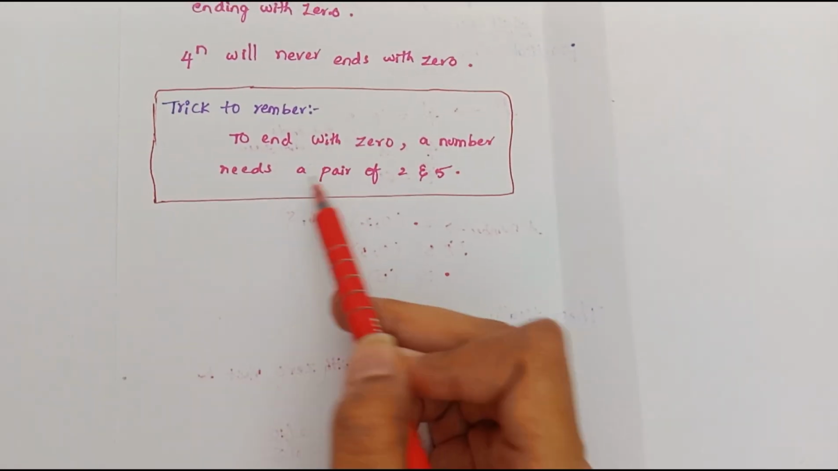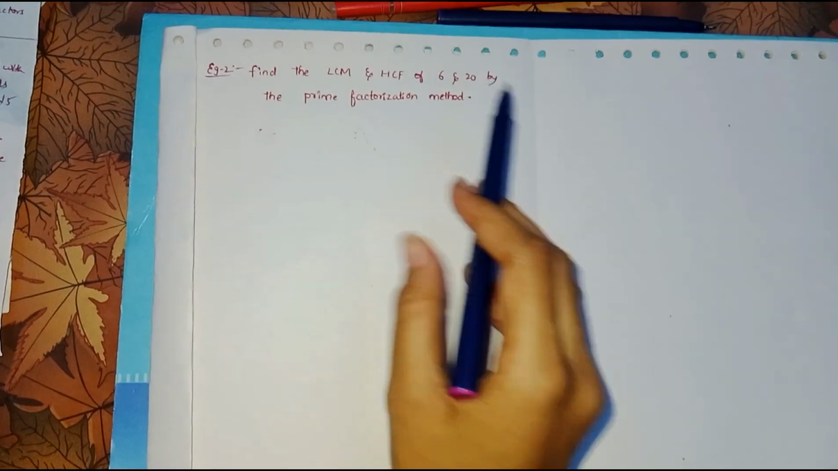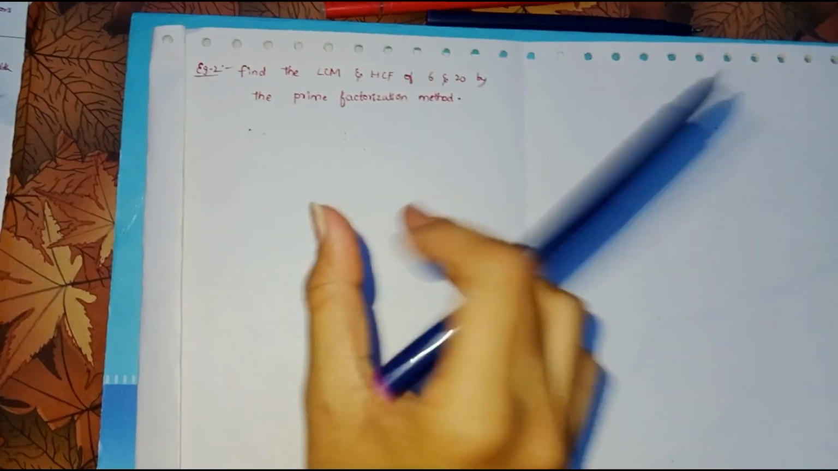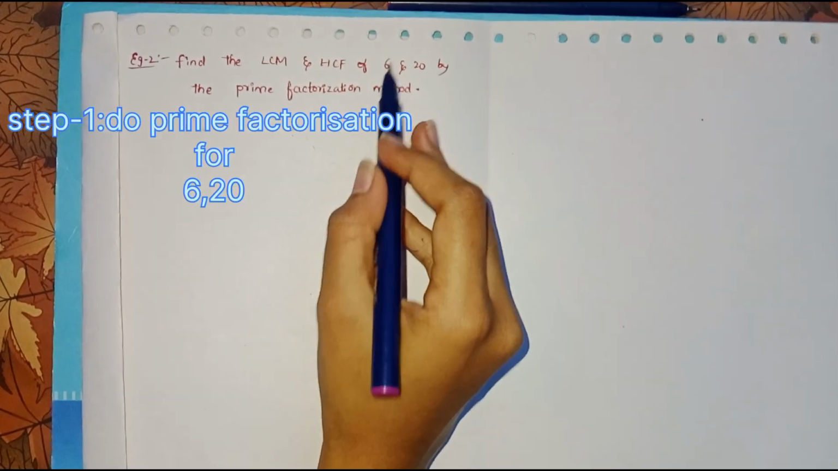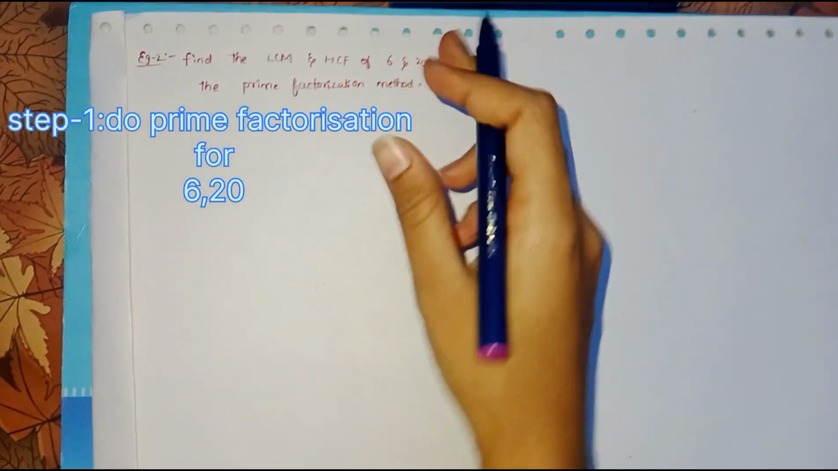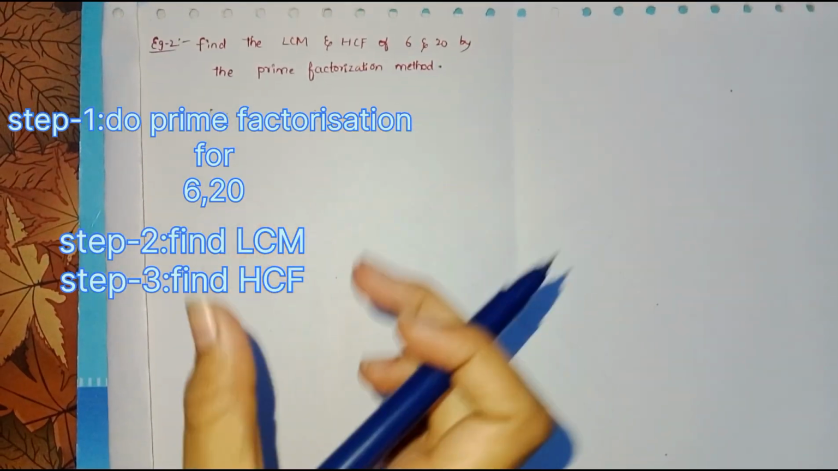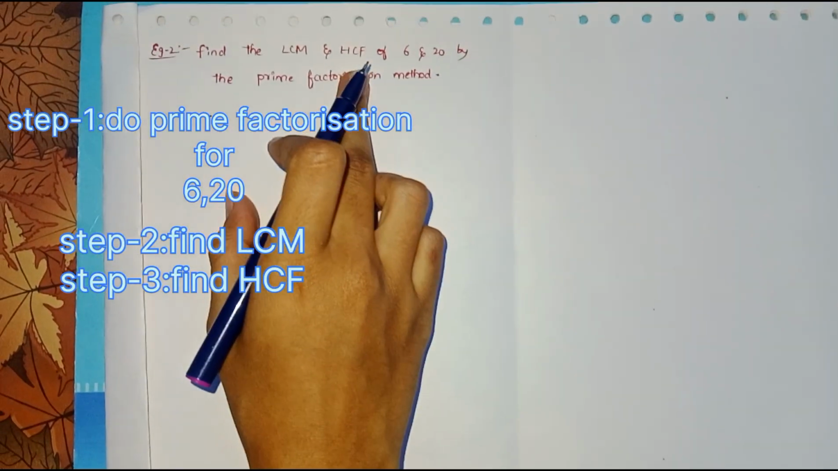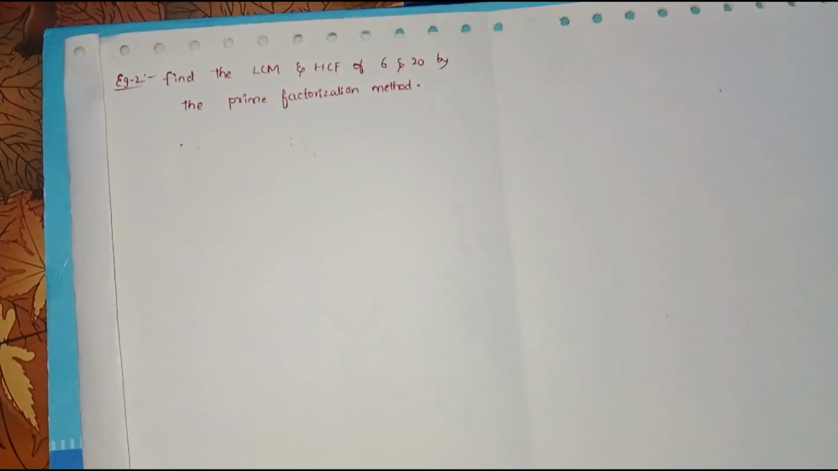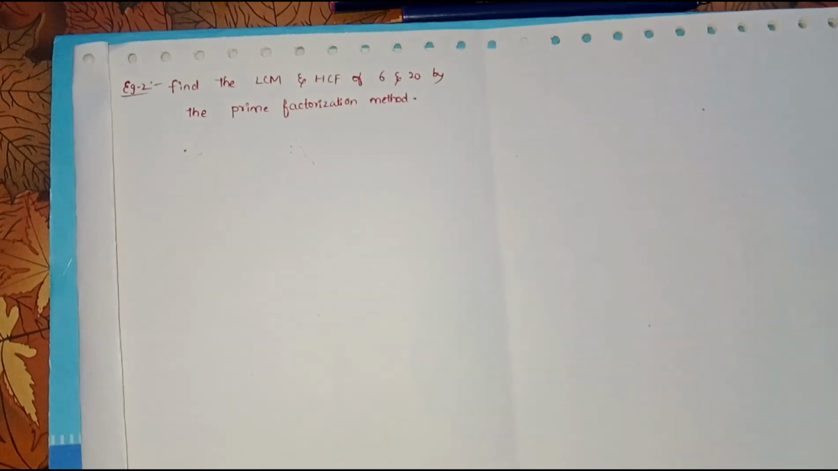Remember this. LCM and HCF for 6 and 20 using the prime factorization method. First do prime factorization for 6 and then for 20, then find the LCM of 6 and 20 and then find the HCF for 6 and 20. We understood the problem. We can find LCM and HCF for 6 and 20.